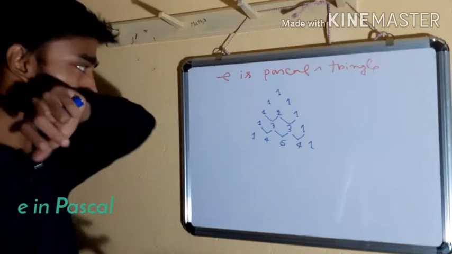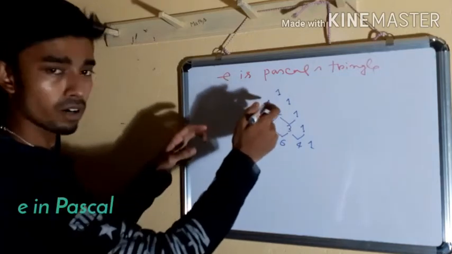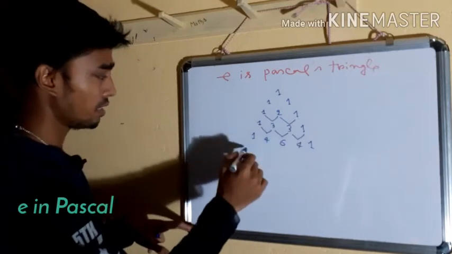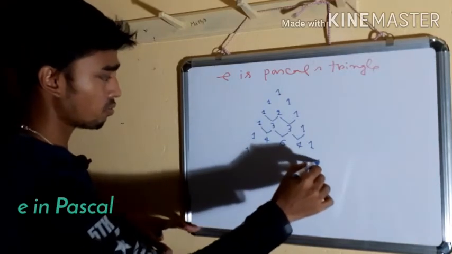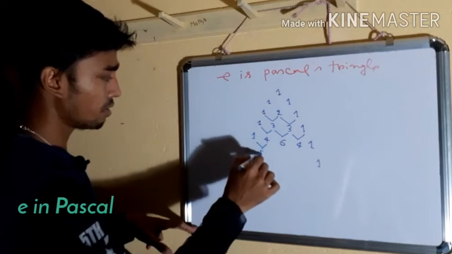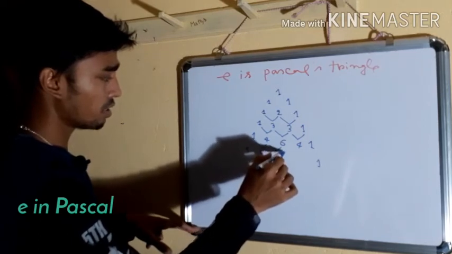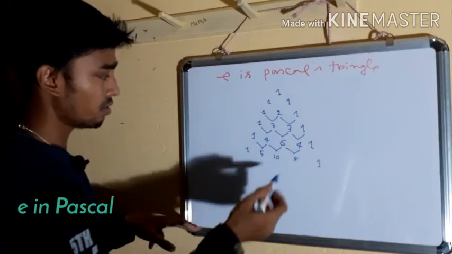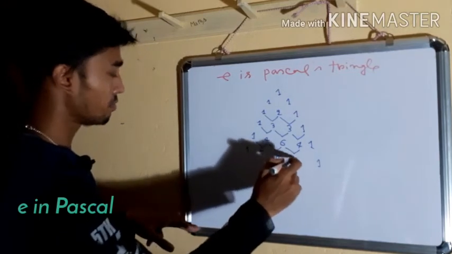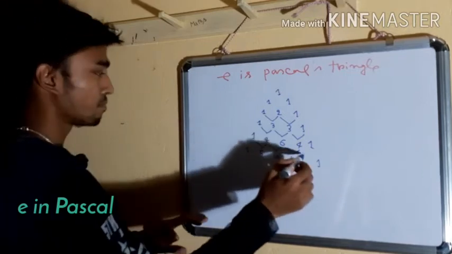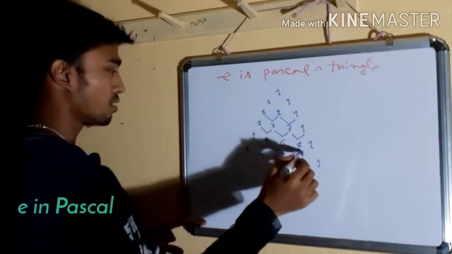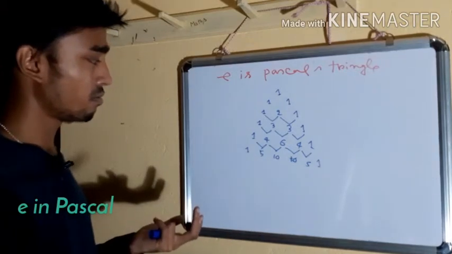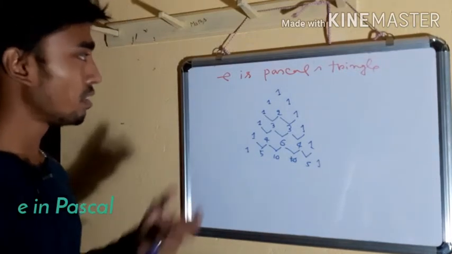It is so easy. It always starts with 1, and all the outer elements are 1. Then from the next row we get 5, then 10, then again 10, then 5. This is what Pascal's triangle is.